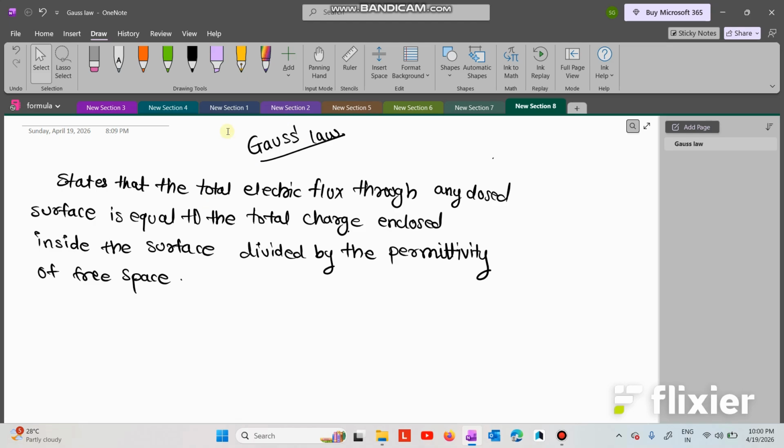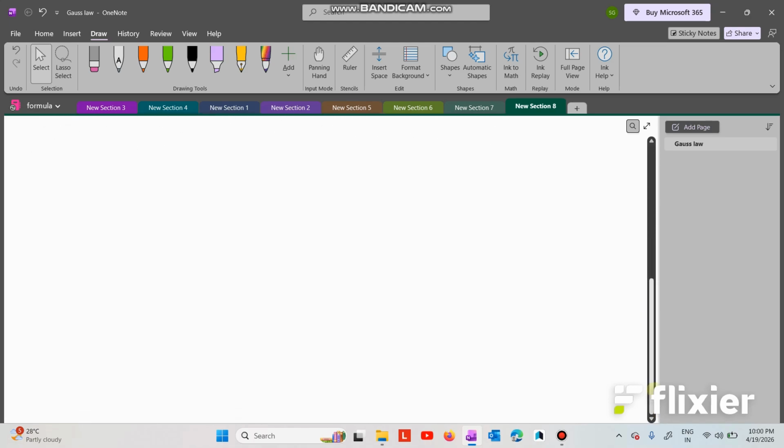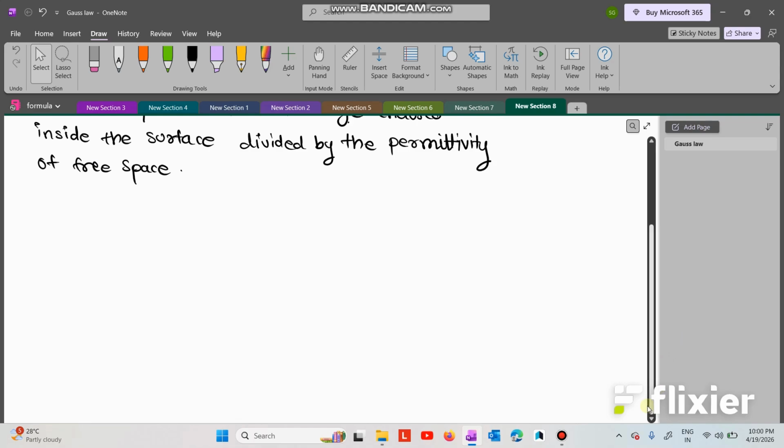Gauss law. So before telling you the statement, let me explain what exactly we are going to study. Suppose you know how a current flows through any particular wire. That is due to the charges that flow within it, right? Current is basically the rate of flow of charges per unit time.